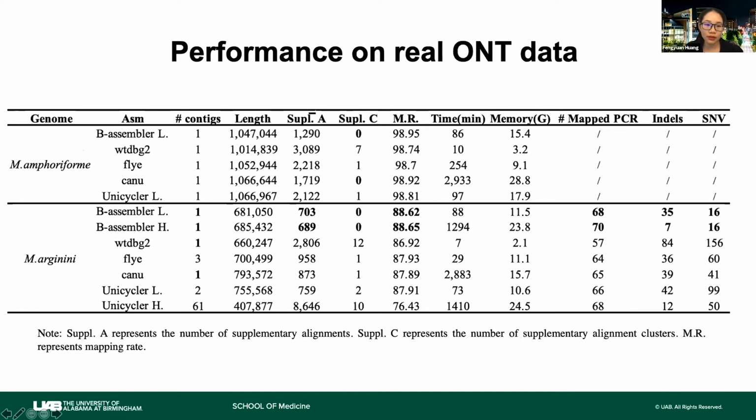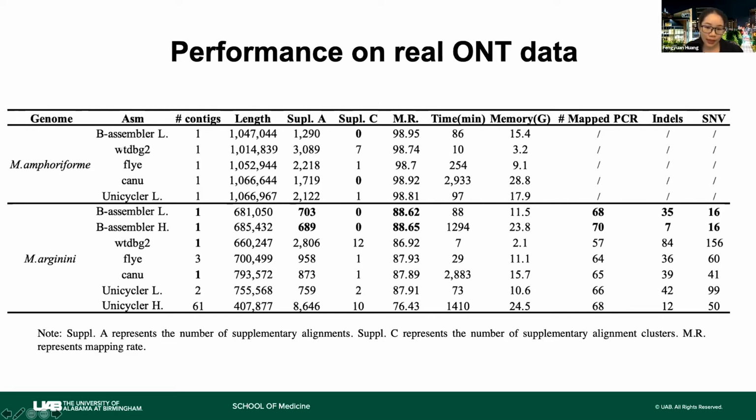The performance on the first strain is shown in the upper part. All the assemblers produce one complete contig, and Bacsembler generates a minimum number of supplementary alignments and no supplementary clusters, while WTDBG2, Flye, and Unicycler got at least one cluster and a higher number of supplementary alignments.